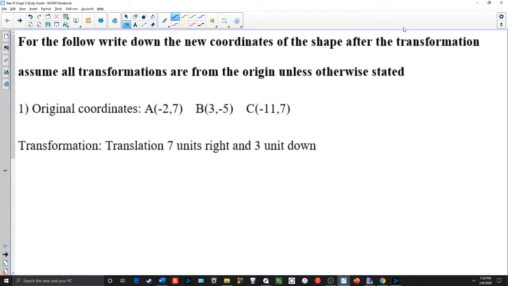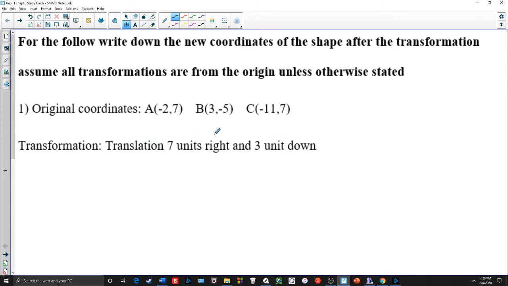So we're going to be looking at the study guide for Chapter 6, which is all on transformations of figures and points. So let's get started. So basically the first few questions are just going to consist of your basic transformations and applying them as they should be. So here we have the original coordinates A, B, and C, and it says we want to translate 7 right and 3 down.